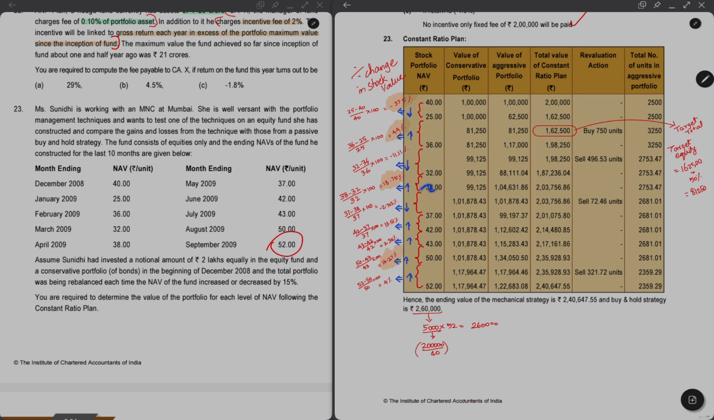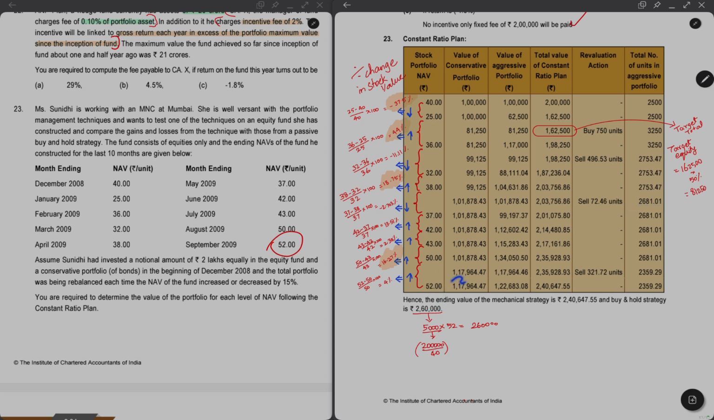Then from 32 it has increased to 38, triggering the ratios. So 18.75 is the increase in percentage, hence again we have to rebalance. The total balance after this increase is 2 lakh 3,000, divided by 2 will be 1 lakh each, and hence the equity portion from 1 lakh 4,000 has reduced to 1 lakh 1,000, thereby selling 72.46 units. Hence the balance will become 2,681.